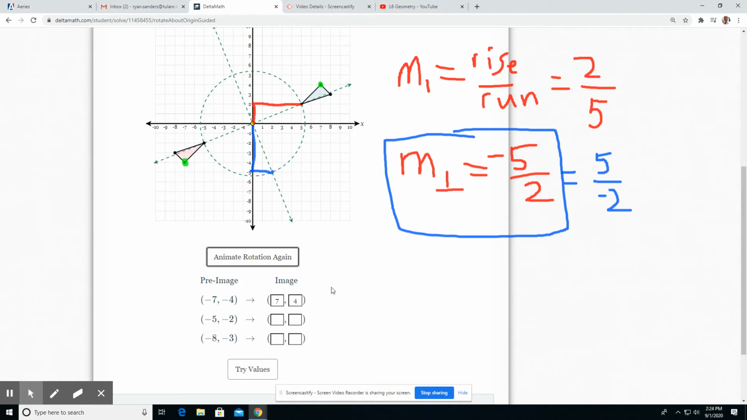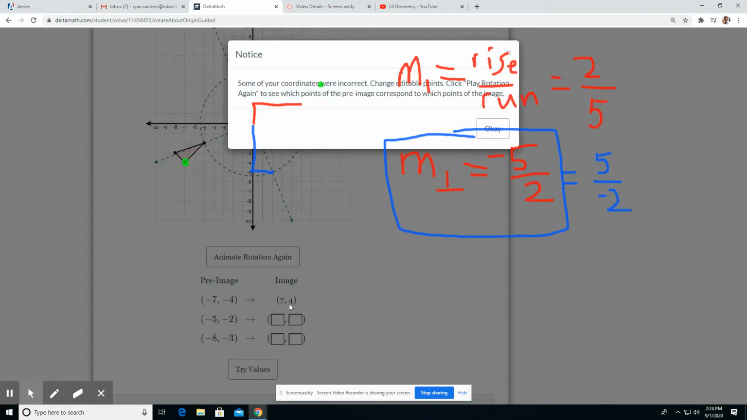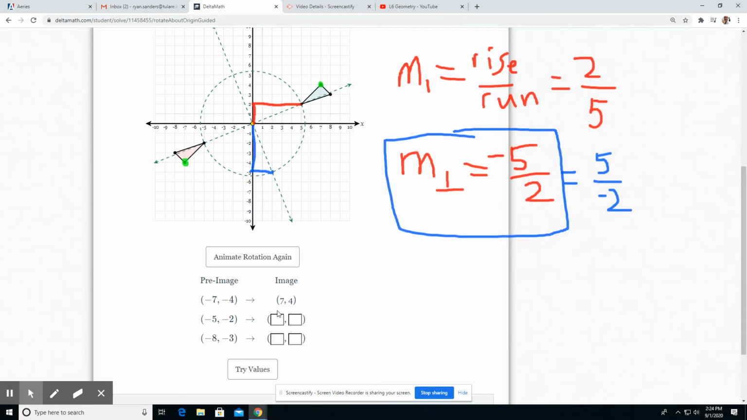You can also try values. If you're not sure, try the values, and it'll just lock in the one that's right, and it will open up any ones that are still wrong. So that's how we would do this one, and we would continue on with that same style. I'll go ahead and do one more.